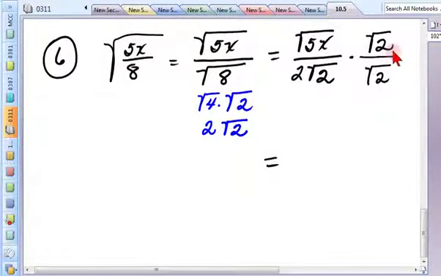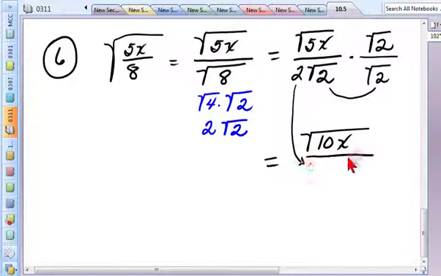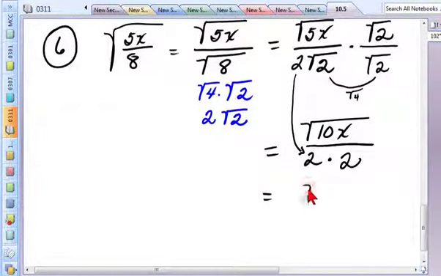Does that make sense? Okay, so this is going to be equal to, on the top, I have square root of 5x times the square root of 2, which is the square root of 10x, over, on the bottom, first of all, I have this 2. Then I have square root of 2 times square root of 2, which is the square root of 4, or 2. So does everybody see where both those 2's came from? That gives me the square root of 10x over 4.